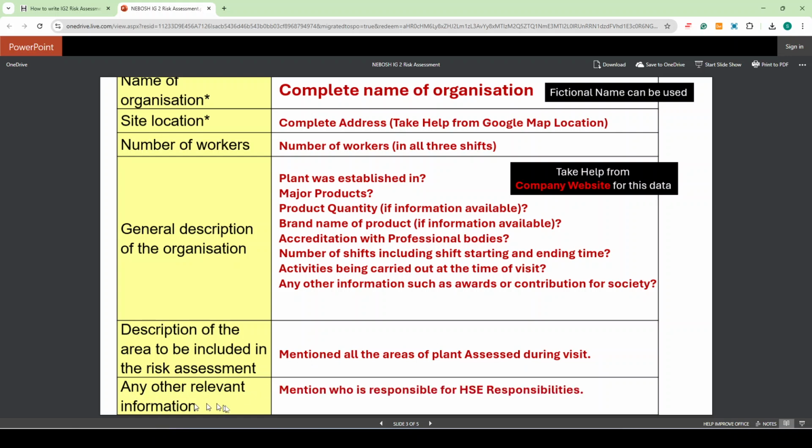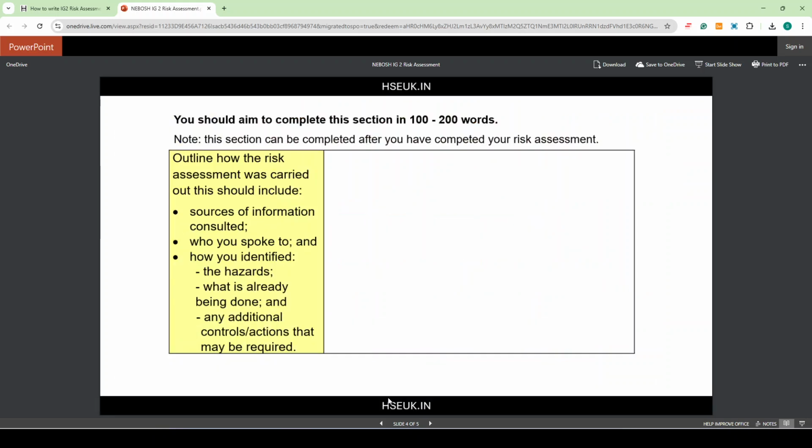Now, any other relevant information in this row, you should mention the person who is responsible for HSE responsibilities, the person who is having the HSE responsibilities, and to whom he is reporting. In most cases, you should also always mention the top person, the top management, like the chairman or the CEO, to whom the health and safety responsible person is reporting. You should take care of that. Now, this is the second section of part A, which you should complete in 100 to 200 words.